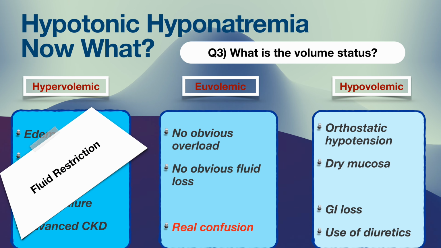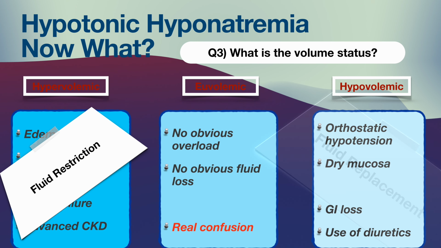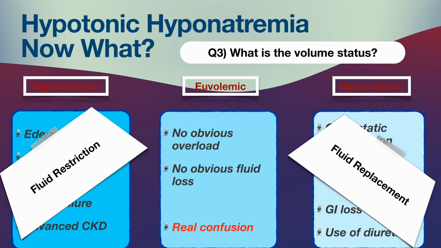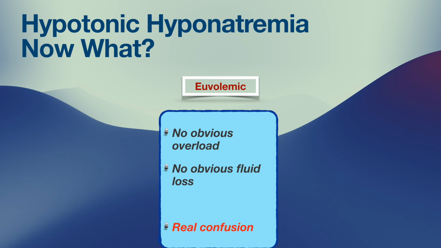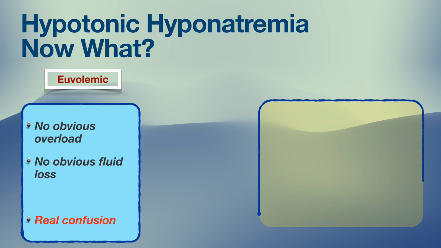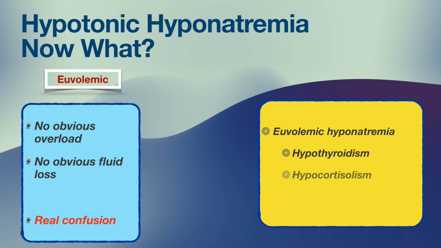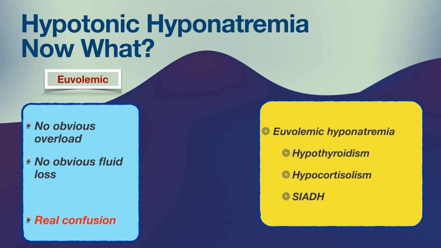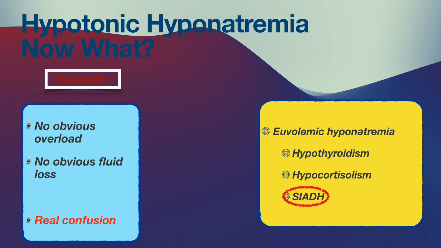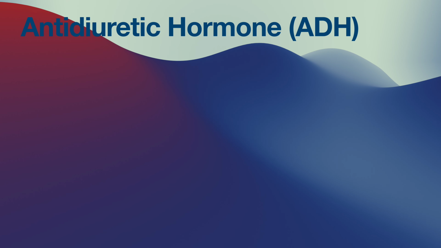See, management of hypervolemia is fluid restriction, and of hypovolemia is fluid replenishment. Euvolemia will need workup, specifically to rule out hypothyroidism and Addison. Only then can we go on to diagnose SIADH. Now, SIADH in itself is a topic worthy of discussion, and we'll talk about it in our next video.